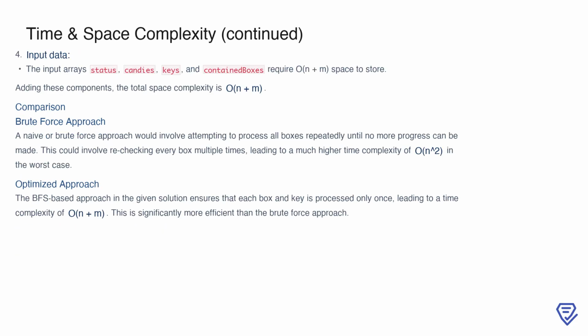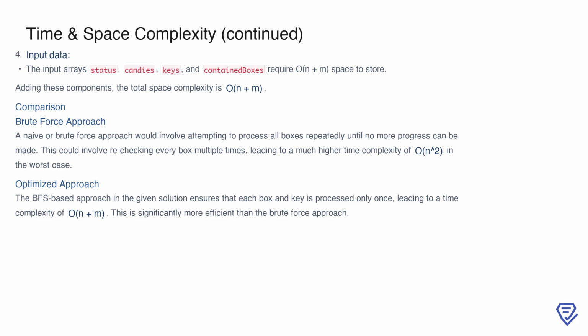The input data itself also contributes to the space complexity. Arrays such as status, candies, keys, and contained boxes need to be stored in memory, and their combined size is O(n + m). When we add up the memory usage from the queue, the visited set, the collected keys set, and the input data, the total space complexity comes to O(n + m).